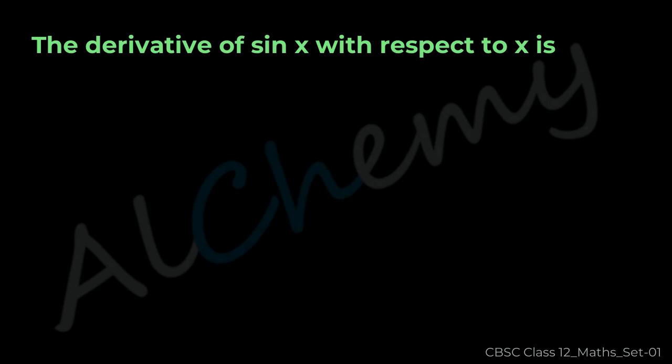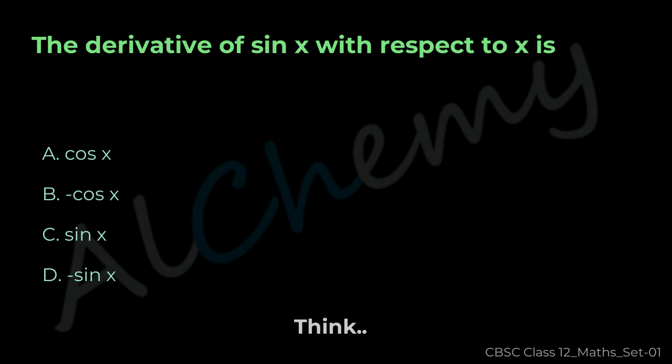Question 4. The derivative of sin x with respect to x is: A: cos x, B: negative cos x, C: sin x, D: negative sin x. The correct answer is A, cos x.